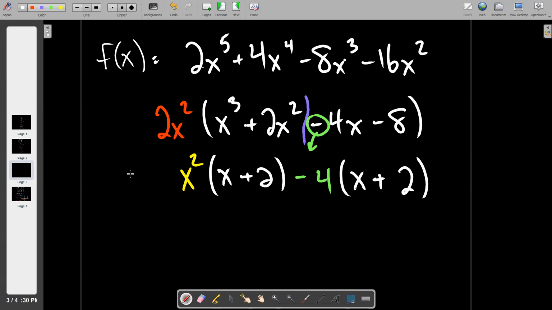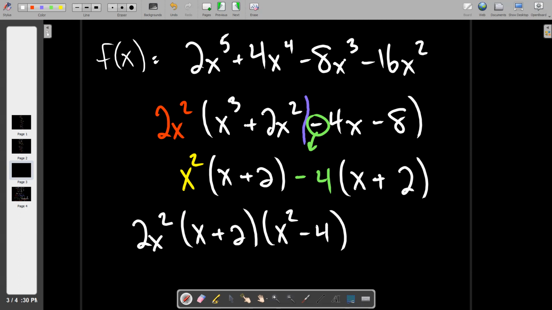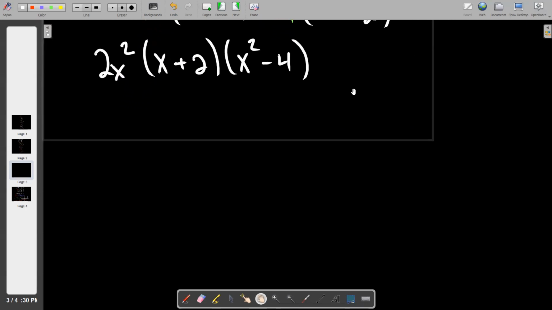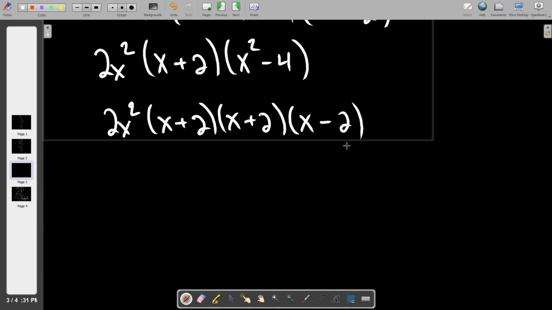So my answer at this point in time is, here we go, greatest common factor times the common x plus 2 that you see in the line above times x squared minus 4. And are we content with that? You should not be. We're completely not happy. There's a difference of squares, right? So I'm going to press on and continue the hunt for zeros, for answers. And I have 2x squared times x plus 2. And then when I factor down my difference of squares, it is x plus 2, x minus 2.